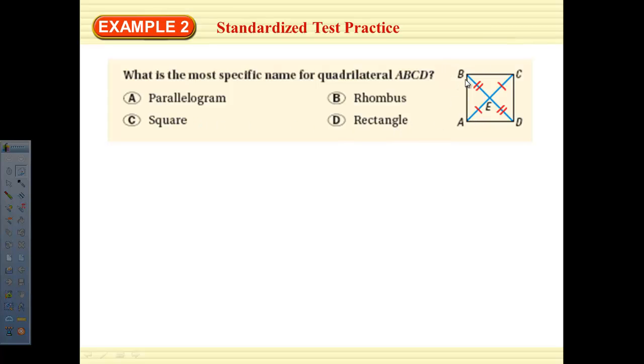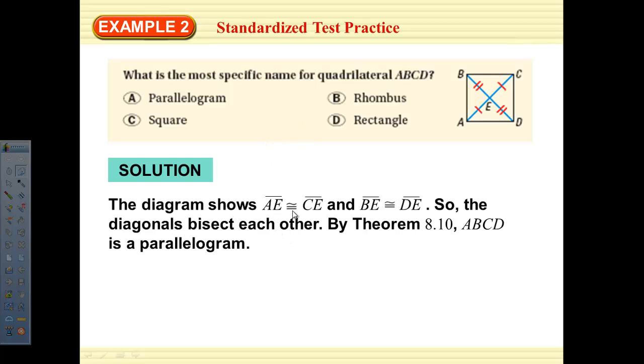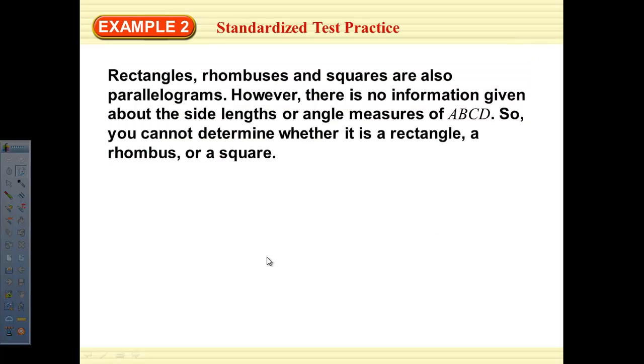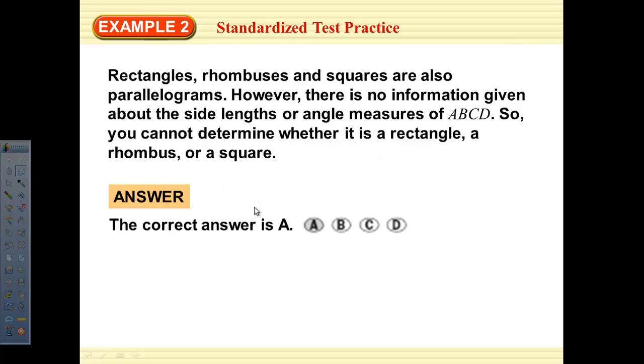For a rectangle, we don't know if these are 90 degrees, and we know that BD and AC are not congruent. So since we don't know if it's a rhombus or a rectangle, we don't know if it's a square, our best answer would be it's a parallelogram. And again, we know CE and AE are congruent, BE and DE are congruent, so the diagonals bisect each other. That makes it a parallelogram. We know that these are also parallelograms, but there's not enough information about side lengths or angle measures, so we don't know if it's a rectangle, rhombus, or square. The correct answer is A, which was parallelogram.